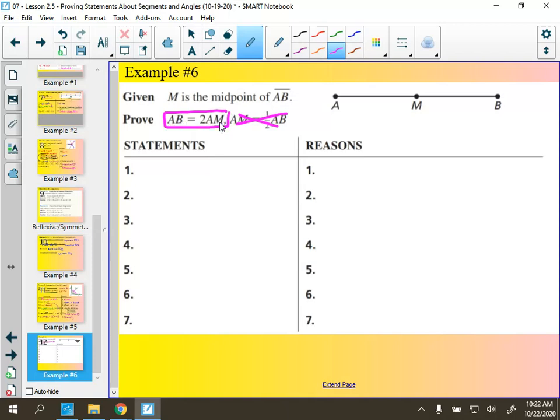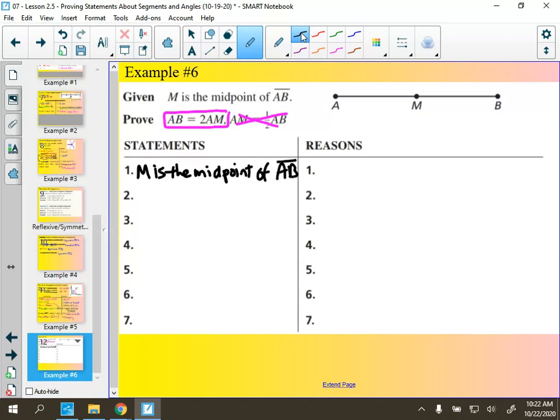AB is equal to 2 AM. Holy cow. Okay, so here's the picture. AB, is that true? AB is equal to 2 AMs? I don't know. Let's look at the given information. We know where to start. M is the midpoint. I'm going to try to write small because I know it's going to fill this up here. Midpoint of segment AB.